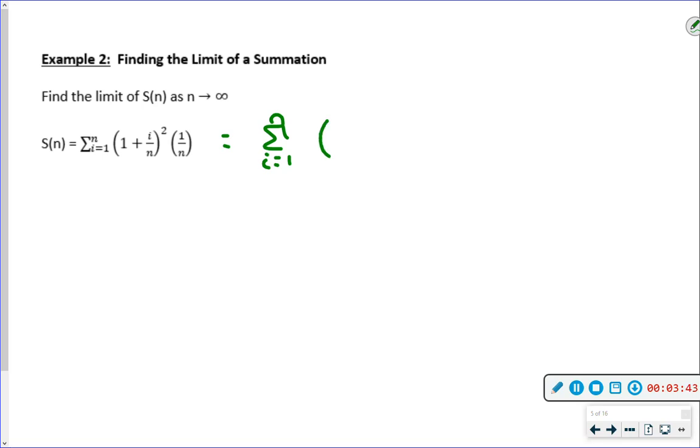So I'm going to start by FOILing this. We're just going to FOIL it: 1 times 1. Then you'd have one of these fractions and another one of those fractions. So your middle term, you have 2 of them. And then you're going to have i squared over n squared.